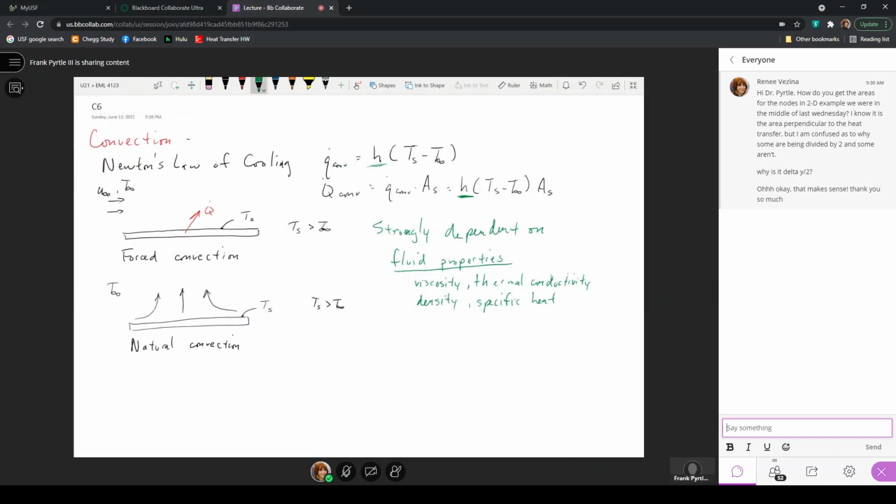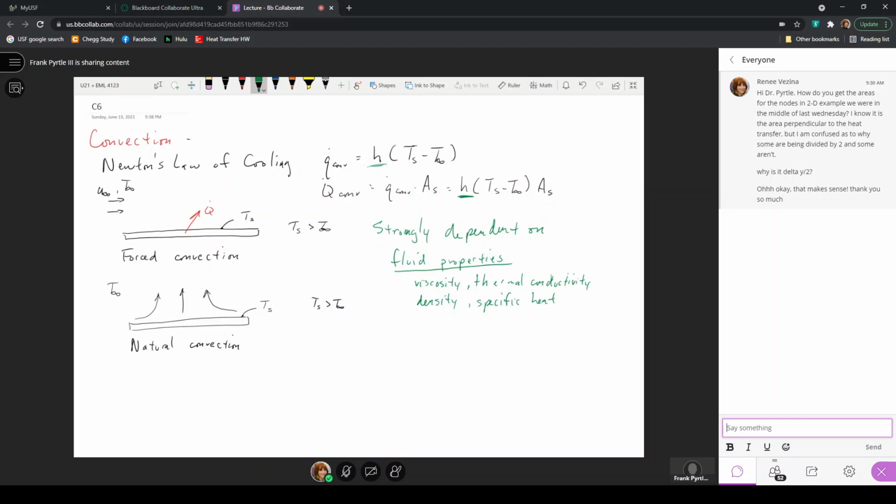Now, the viscosity primarily has to do with the hydrodynamic considerations. The more viscous the fluid, typically the more viscous that fluid is, the higher the rate at which the velocity boundary layer is going to grow. The thermal conductivity is a measure of how well that fluid conducts heat.